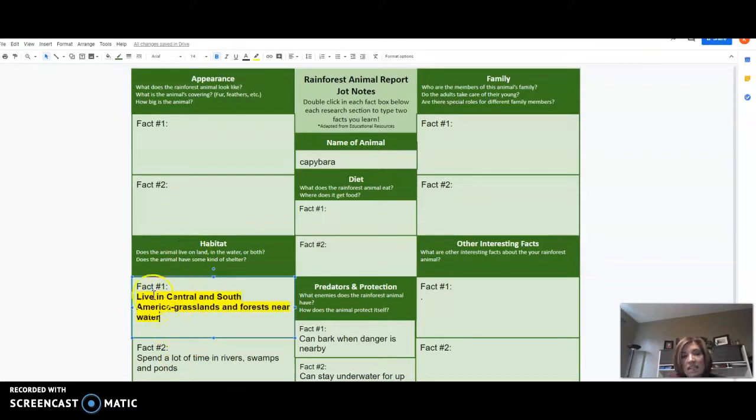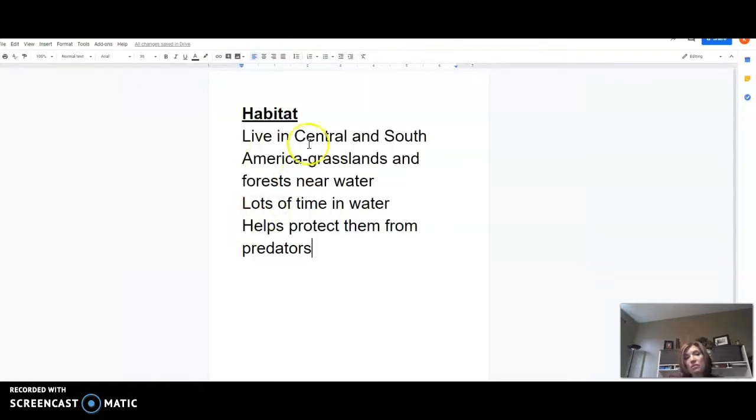Down here under habitat, it says live in Central and South America, grasslands and forests near water. Well, that's not a sentence because I don't know who or what lives in Central and South America, and I'm not sure what they're talking about here where they say grasslands and forests near water. So what you're not going to do is just copy your notes. You can see here in my example, all I did was copy the notes. This is what we're not going to do, friends, because this is not sentence form.